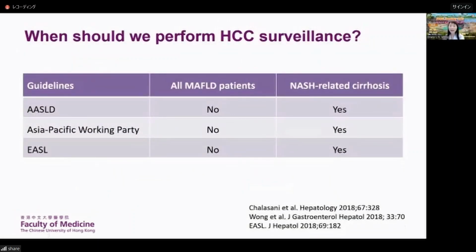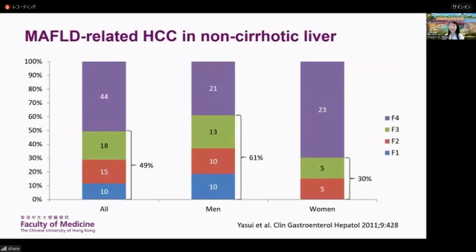Okay, so the current guidelines of some key international bodies recommend HCC surveillance not for all MAFLD patients, but focus the resources on those with NASH-related cirrhosis. But again, I would like to highlight that cirrhosis is not everything, because quite many patients may have mild, moderate, or advanced fibrosis, which in fact can contribute to another significant part of the HCC among MAFLD patients.